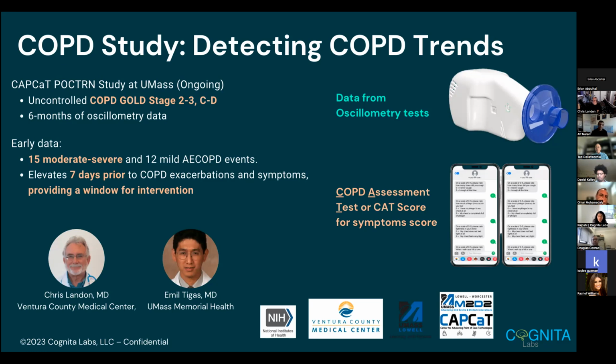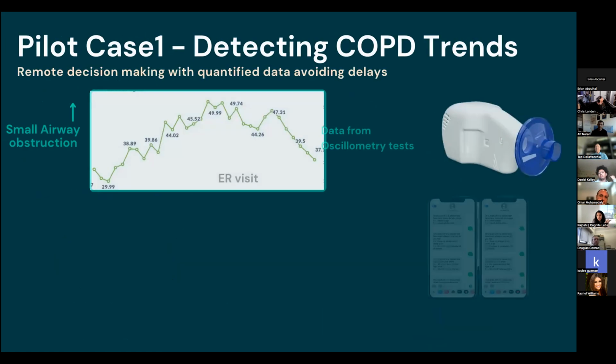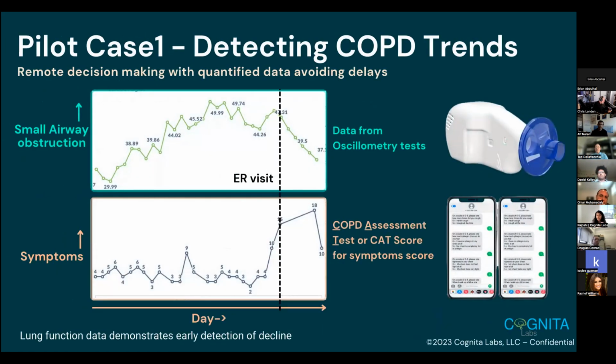But our early analysis showed that the trends in the oscillometry data start increasing about 7 days before the exacerbation event. To give you an idea of what that means, on the top you have one of the parameters from the oscillometry data. On the bottom, we have how symptoms change.